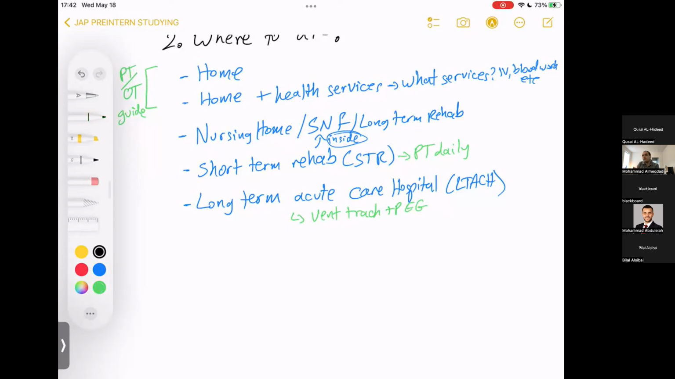Okay. And why do you care? As you're discharging the patient, why do you care? You care because what's important for you is while you're discharging, you need to write a destination. Where is the patient going to?